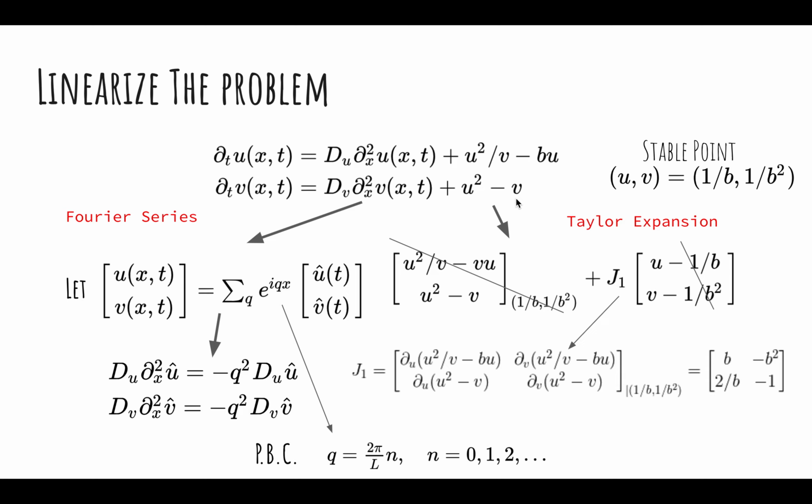Remember that we had a periodic boundary condition. So for each of the sinusoidal modes, we have to satisfy the periodic boundary condition, which gives us q equal to discrete values: n, an integer, times 2 pi over L.